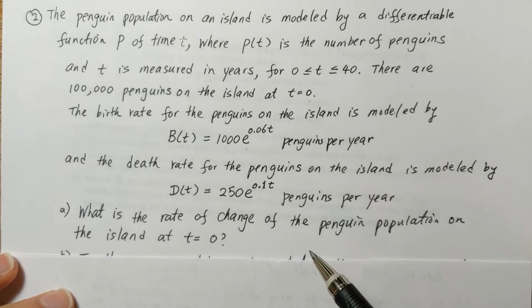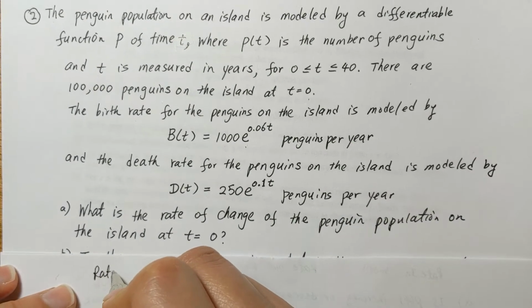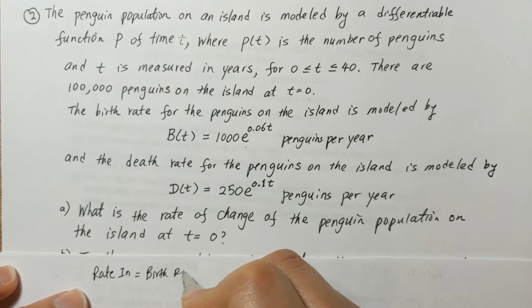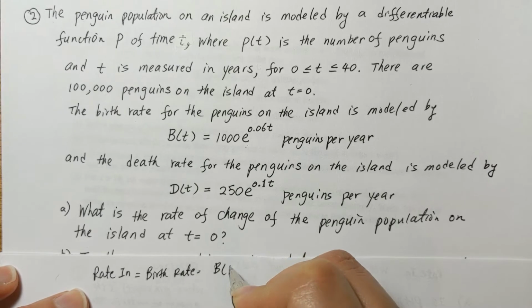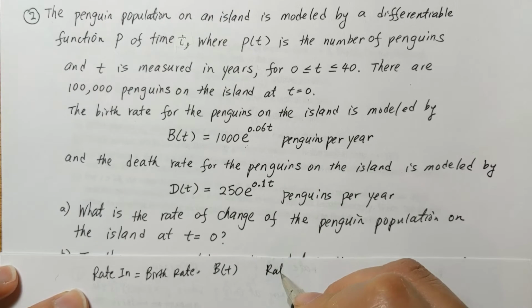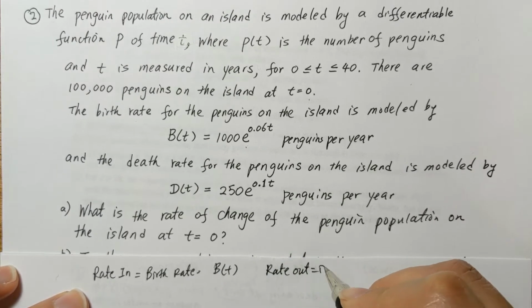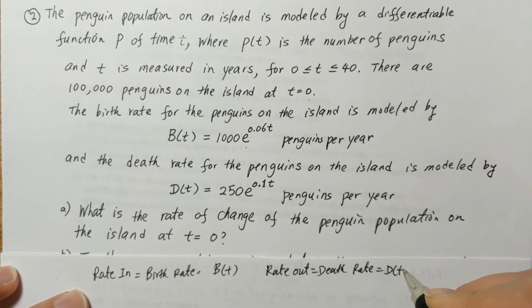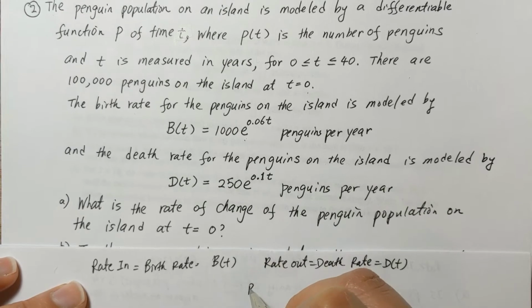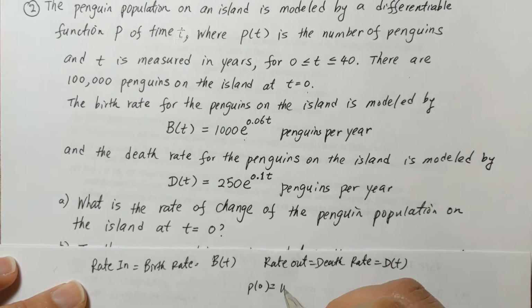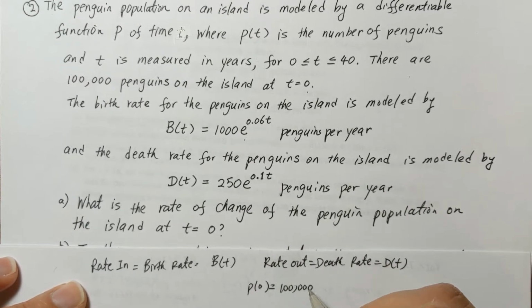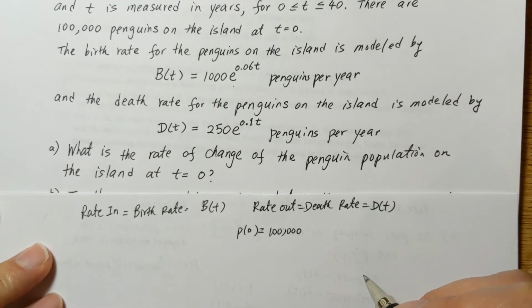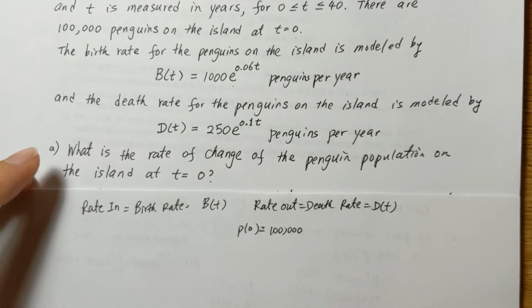So we basically have the rate in, which is the birth rate, that is B of t. And then we have the rate out, which is the death rate, which is D of t. We still have the initial amount given, and we got 100,000 penguins at this time. So essentially the idea is the same. It just changed the type of stuff.